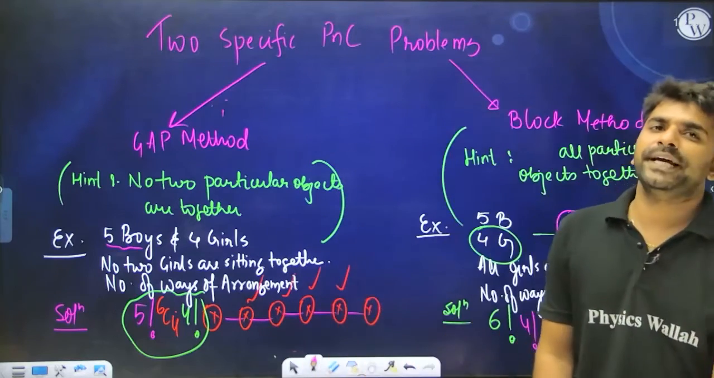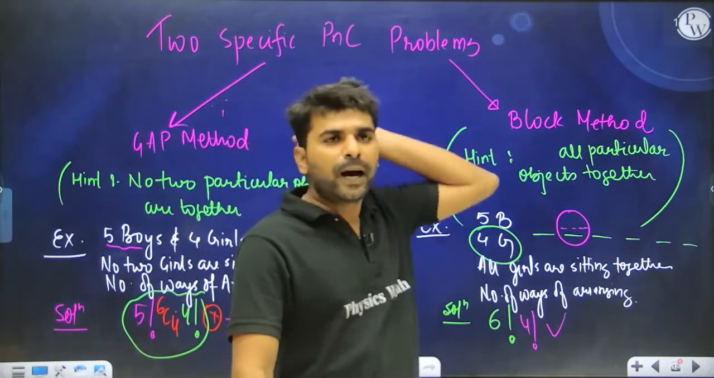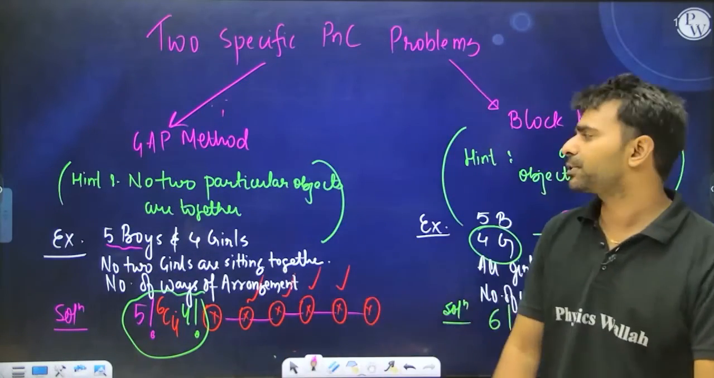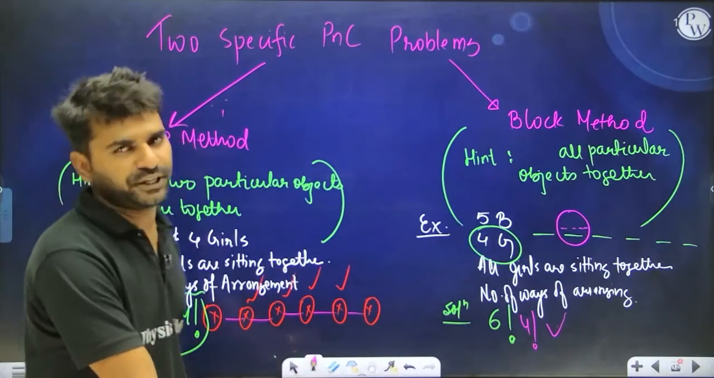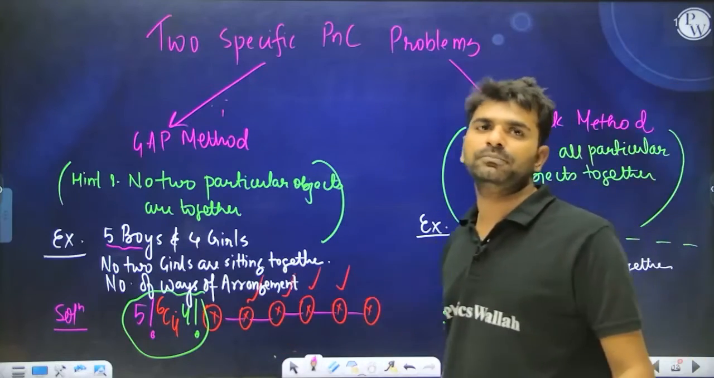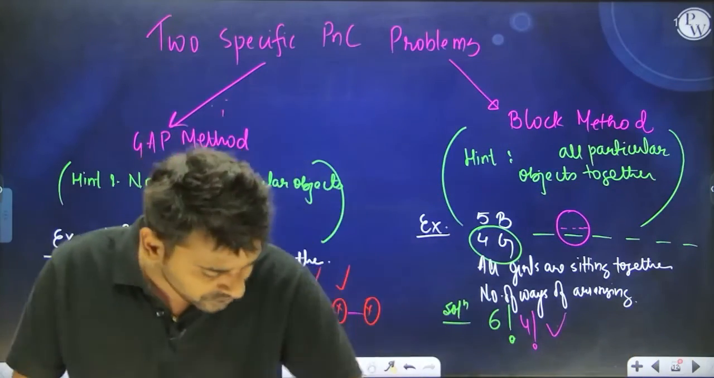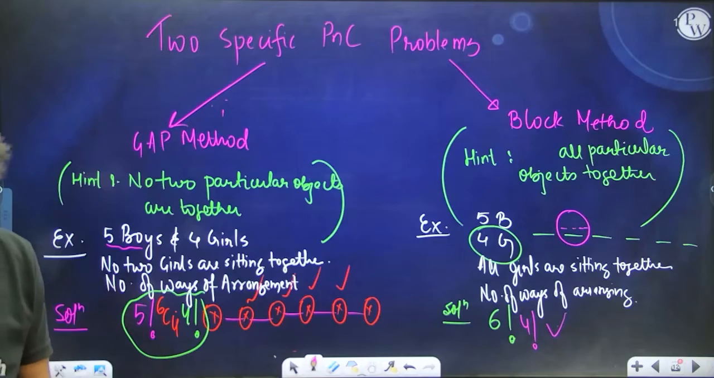So that is what I am saying. 2 specific P&C problems are there. One is gap method, one is block method. Apply gap method whenever the problem says no 2 particular objects are together, and apply block method whenever the question says all particular objects are together. These are the problems I have taken. Keep these problems in your mind so that you can efficiently solve whatever problems are being asked from you in the given questions. Okay.